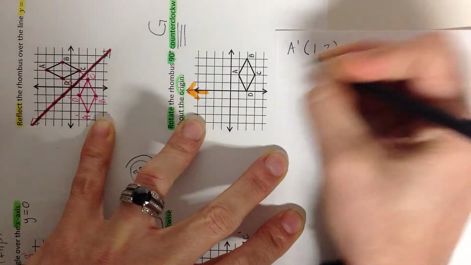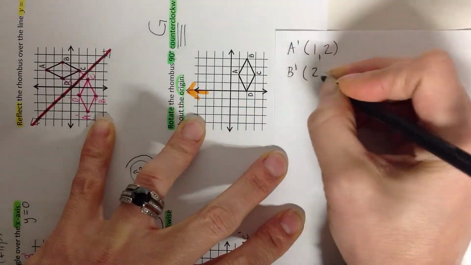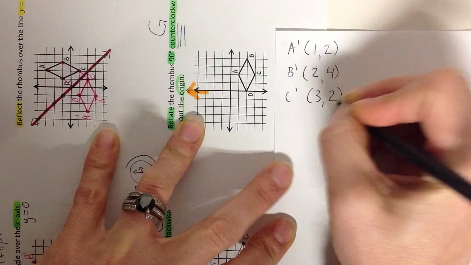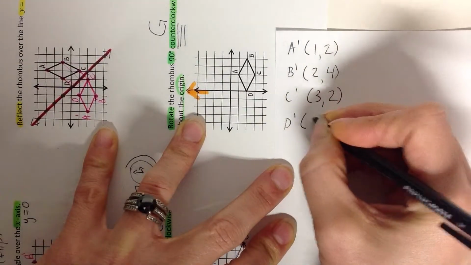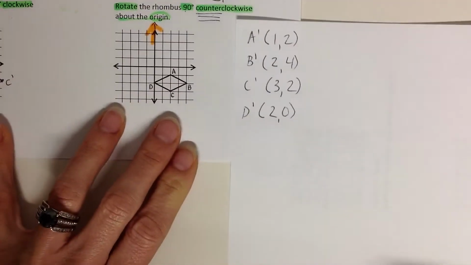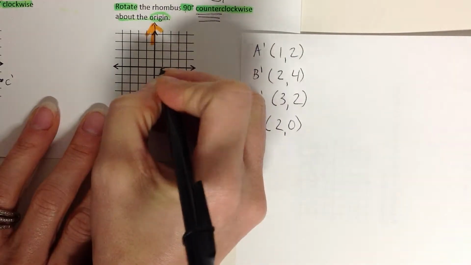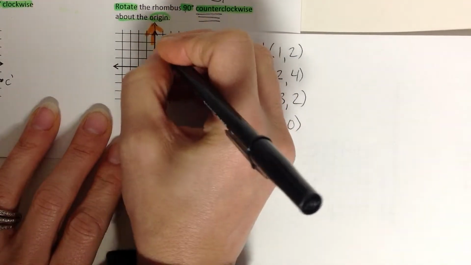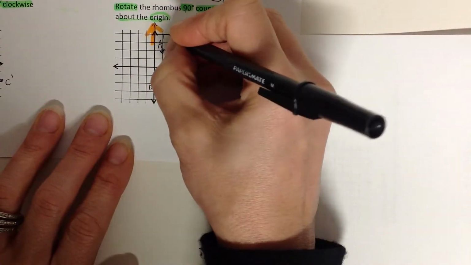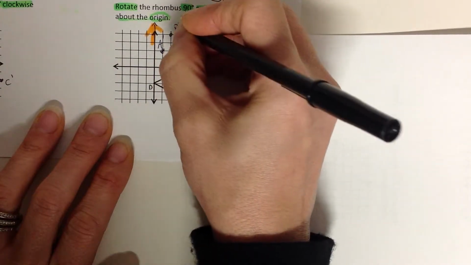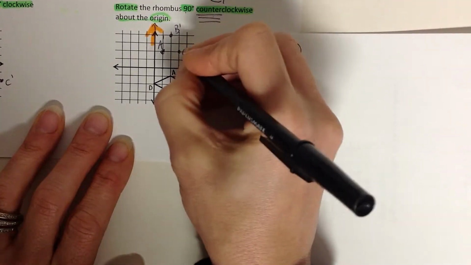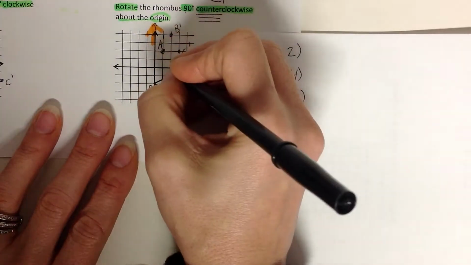So 1, 2, 2, 4, 3, 2, 2, 0. I turn my paper back around so I can put it right on the same paper there. 1, 2. You know, sometimes you're just asked for the coordinate of one of the pre-image points, so just give that one. You don't have to go through this if they're not asking you to do this. 3, 2.